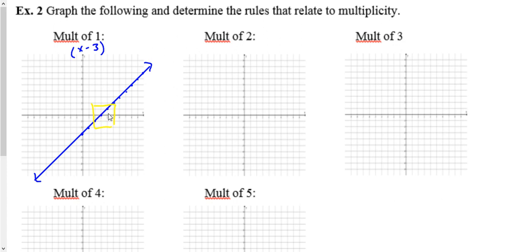Because right at 3 here, if you basically zoom in to this section, that's a straight line right around x equals 3. If you have a multiplicity of 2, let's do this one here. So again, same graph. Let's do x minus 3 as our base graph, but this time we're going to square it because that's going to be a multiplicity of 2. So what does that mean? That means we shifted everything 3 to the right.